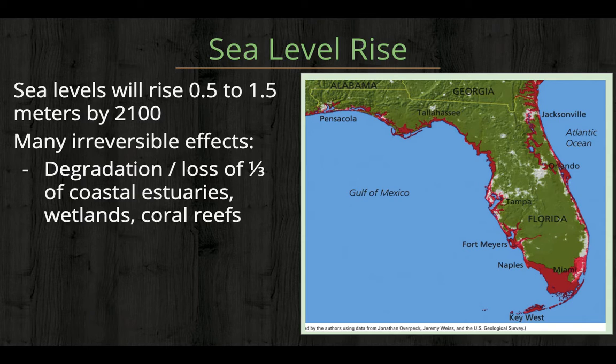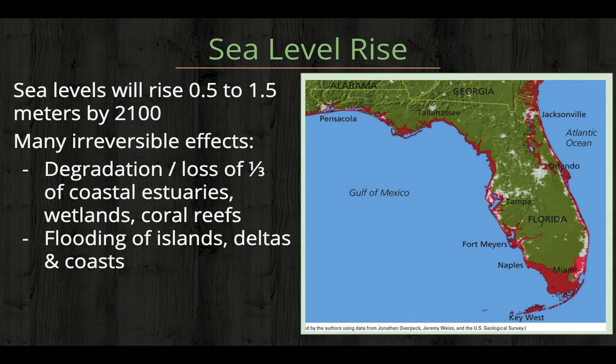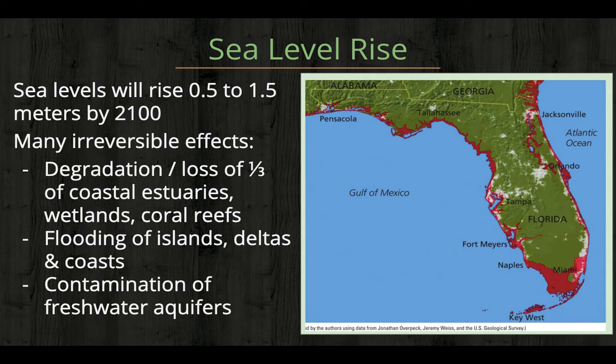First of all, the delicate ecosystems that live along the coast, along the land and the water, so that's your coastal zones, your wetlands, your coral reefs, those will be degraded. Think about why, explain why on the FRQ, don't just say that. But islands, those biodiverse hotspots usually, will flood. Deltas and estuaries and coasts will all flood. That will contaminate any kind of freshwater aquifers as well.